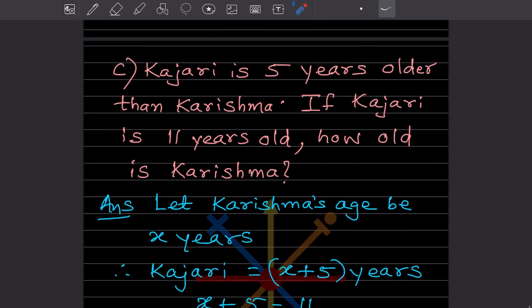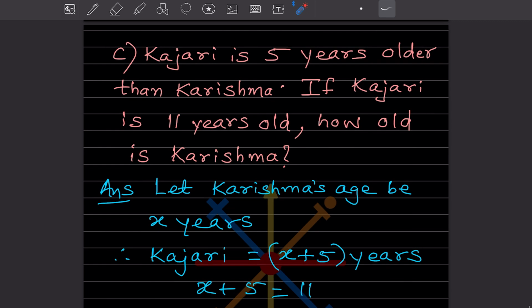So the next problem says that Kajri is 5 years older than Karishma. If Kajri is 11 years old, how old is Karishma? So now we don't know what is here. In short, what did they say? How old is Karishma means here, let us take Karishma's age to be x years, okay? Now, Kajri is, what did they say? Kajri is 5 years older than Karishma. We considered this as x, okay?